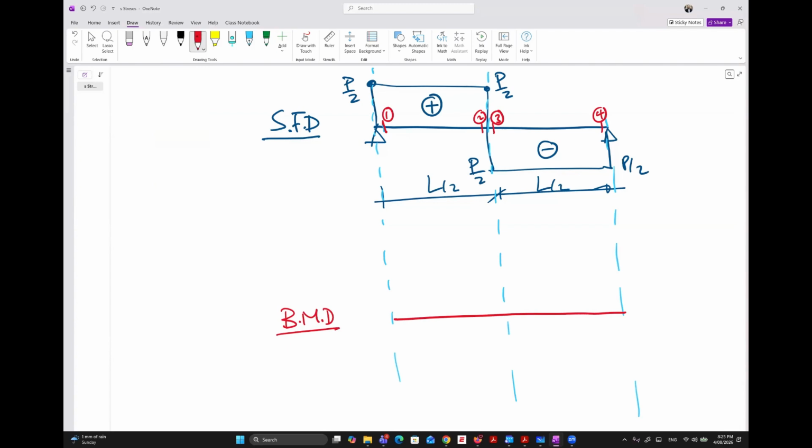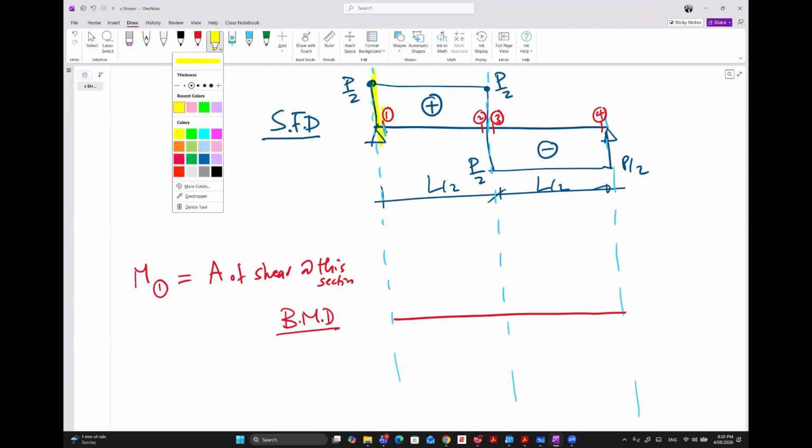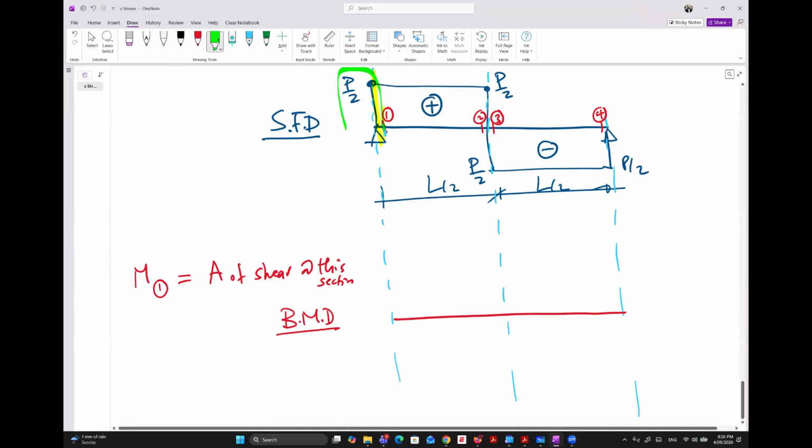Okay. So the idea is we will calculate the moment at each section as the area of shear at this section. So if I ask you quickly, if I cut here, what is the area at this section of shear? Is there any area of shear at this section? Again, our cut is dividing the beam into two parts, one part from the left, one part from the right. So is there any area here?